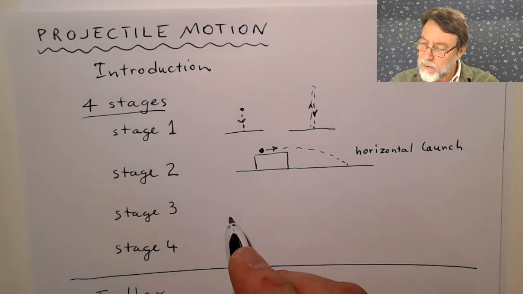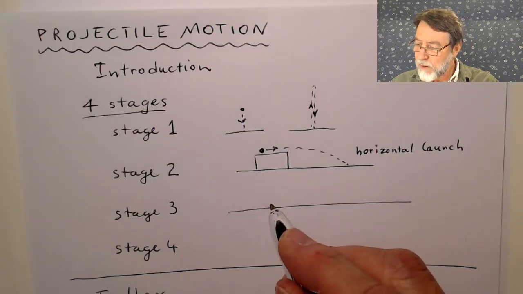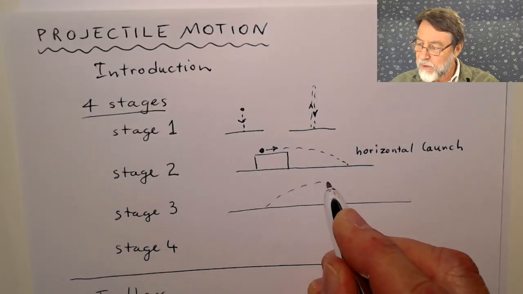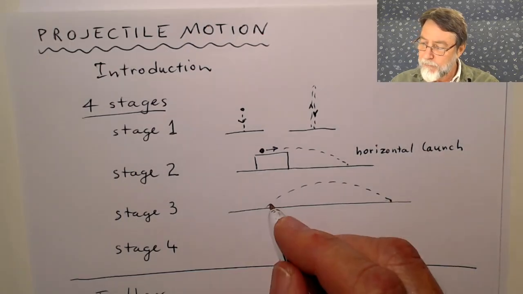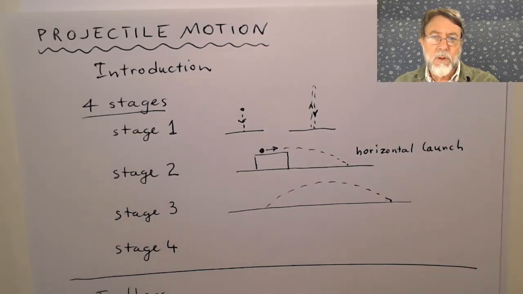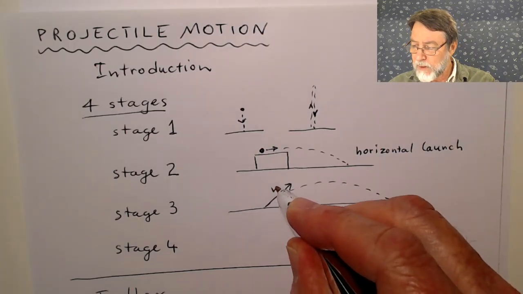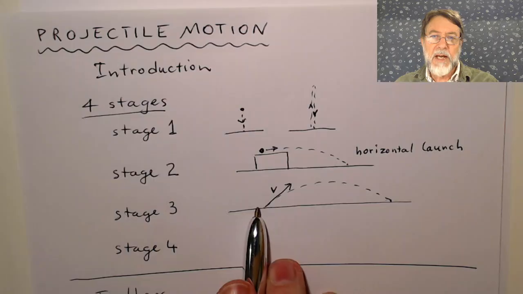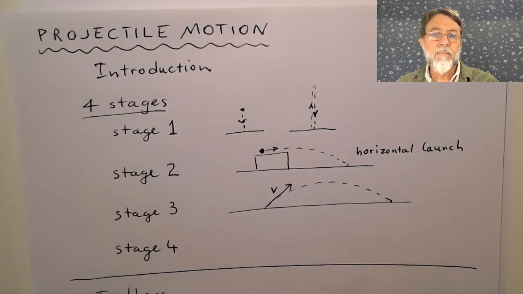Stage three is your classic projectile motion, say kick a soccer ball, and it goes through the full parabolic path like that and lands there. And you might be given the initial velocity here, v, and be asked to find how high does it go or how far does it go, things like that.